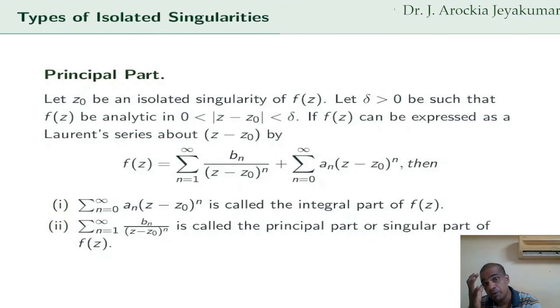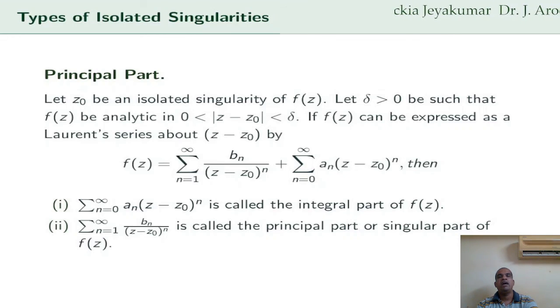So this is the definition for principal part. Let z0 be an isolated singularity of f(z). Let delta greater than 0 be such that f(z) is analytic in 0 < |z - z0| < delta. If f(z) can be expressed as a Laurent series expansion about the point z0 by f(z) is equal to summation n equal to 1 to infinity b_n/(z - z0)^n plus summation n equal to 0 to infinity a_n (z - z0)^n.